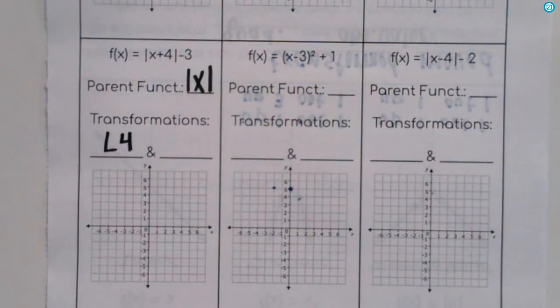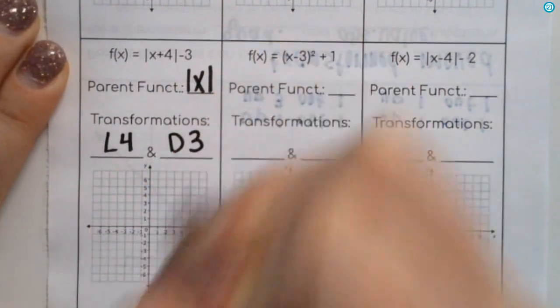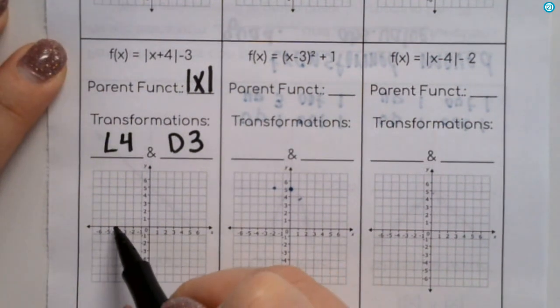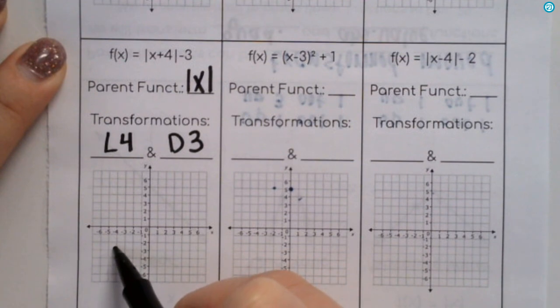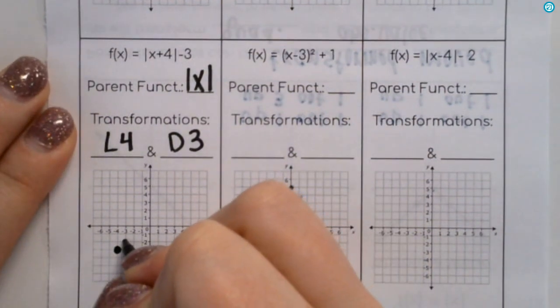And then I am subtracting outside. What direction does subtracting outside move me? Down. So the outside ones move the way you think they're going to. The inside ones move the opposite way that you think they're going to. So we're going left 4, down 3. So we go left 4, down 3, put a dot. And then I can go ahead and make my V-shaped graph from there.